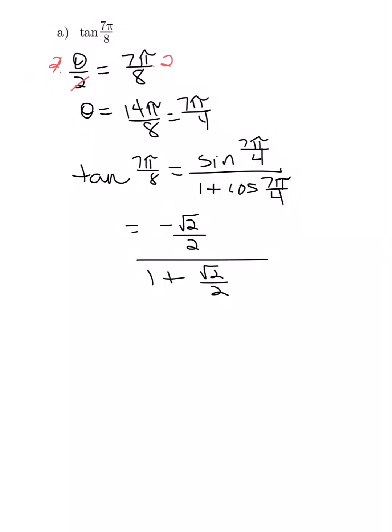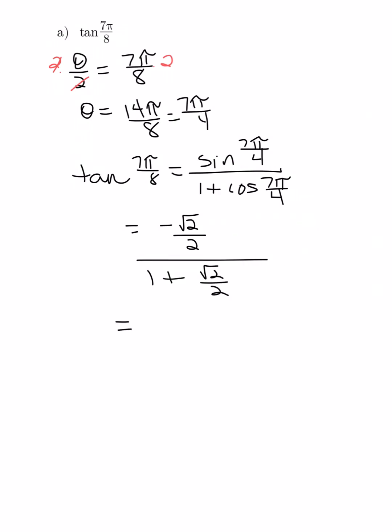We can't simplify this complex fraction until we have one term over one term. And right now, our denominator is 2 terms. We need to get a common denominator for 1 and the square root of 2 over 2. Well, we can write 1 as 2 over 2.